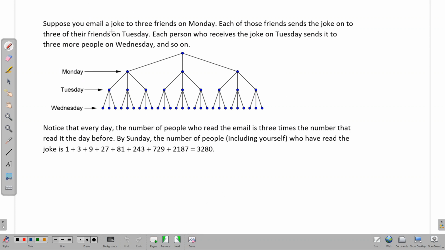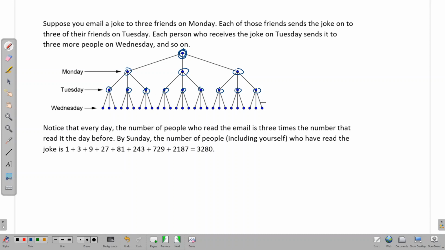Suppose you email a joke to 3 friends on Monday. So this is you here. You read a joke, you thought it was funny, you sent it to 3 of your friends. And let's say that each of them thought it was equally funny and they sent it to 3 friends as well. So on Tuesday, these are all the new people that have read it. And if you count up all the dots that I've circled, that would be the total number of people that have read it by Tuesday.